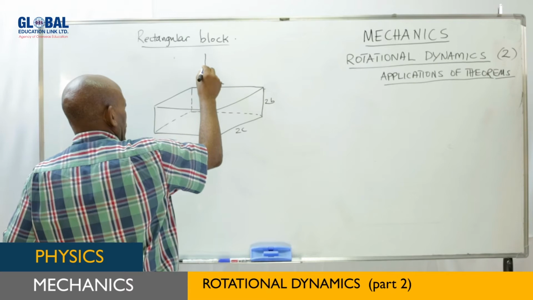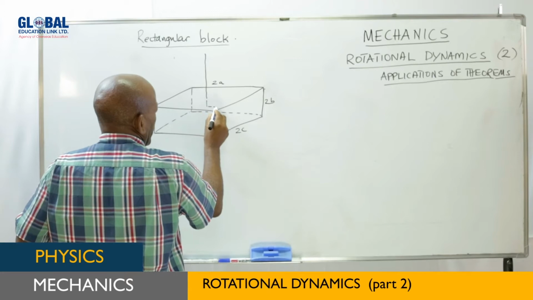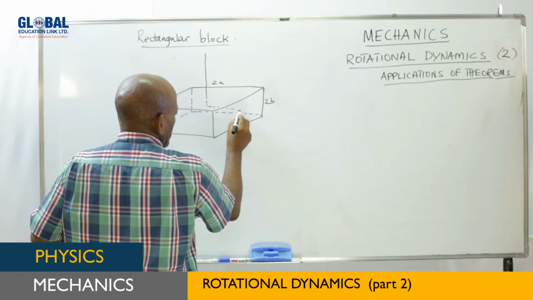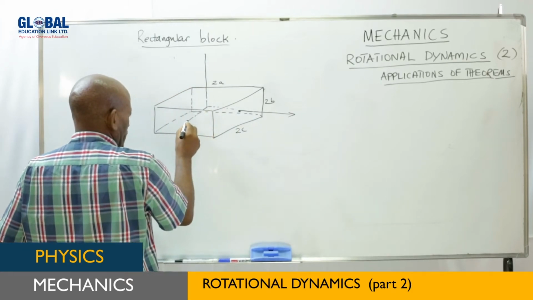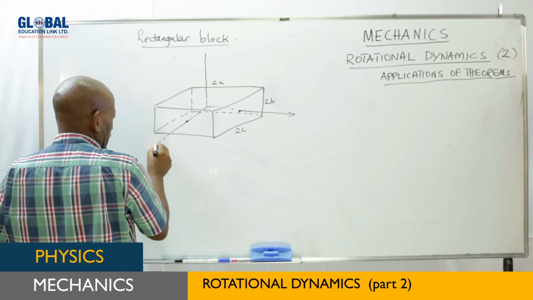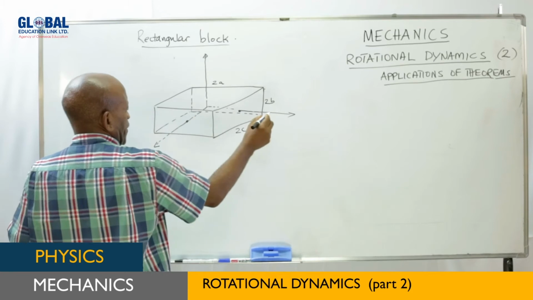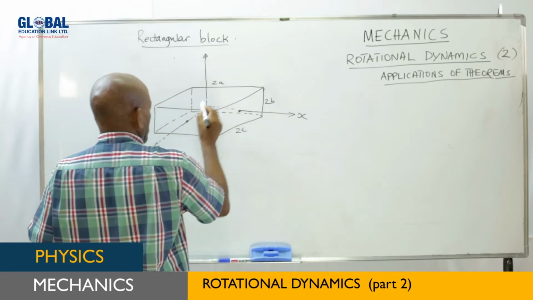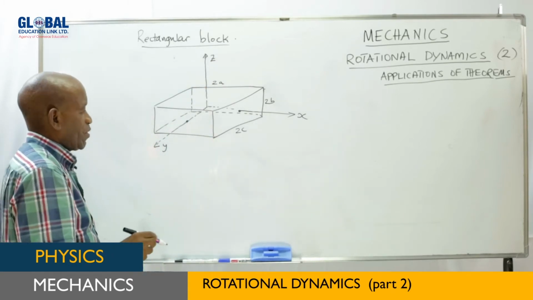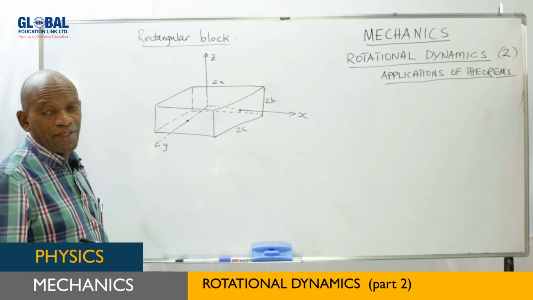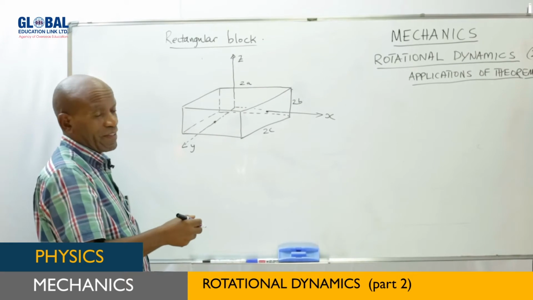Then we could have an axis passing through its center, and we could have another axis coming away from the center there, and another axis coming from the center of that particular side in this direction. Let's call this x, this y, and this z axis. So we now need to determine the moment of inertia about any particular axis.